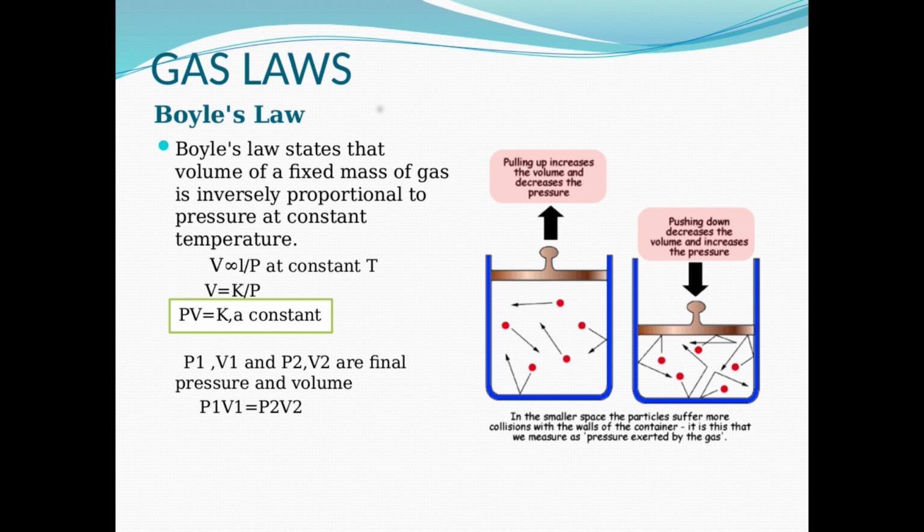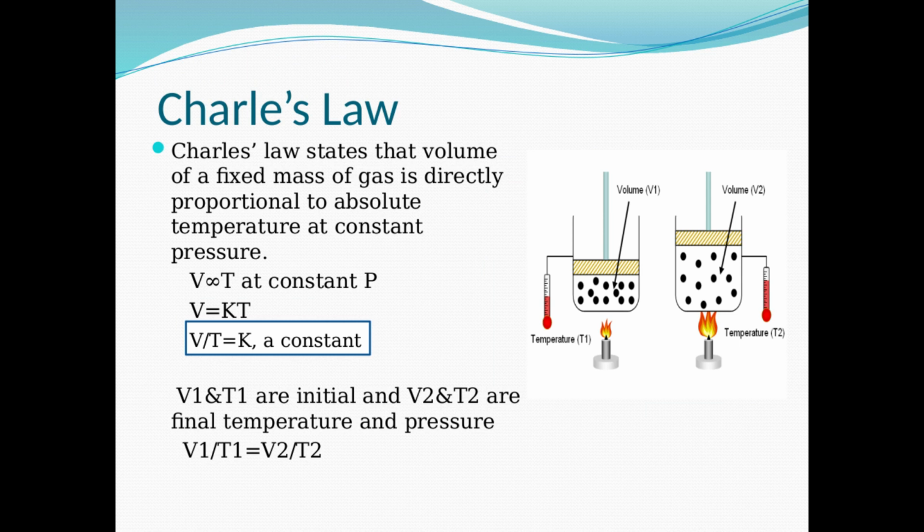Consider P1 and V1 are the initial and P2, V2 are the final values of pressure and volume. Then P1 V1 is equal to K and P2 V2 is equal to K. So, according to Boyle's law, P1 V1 is equal to P2 V2. Then the second law is Charles' law. Charles' law states that volume of a fixed mass of gas is directly proportional to absolute temperature at constant pressure. V is directly proportional to T at constant P.